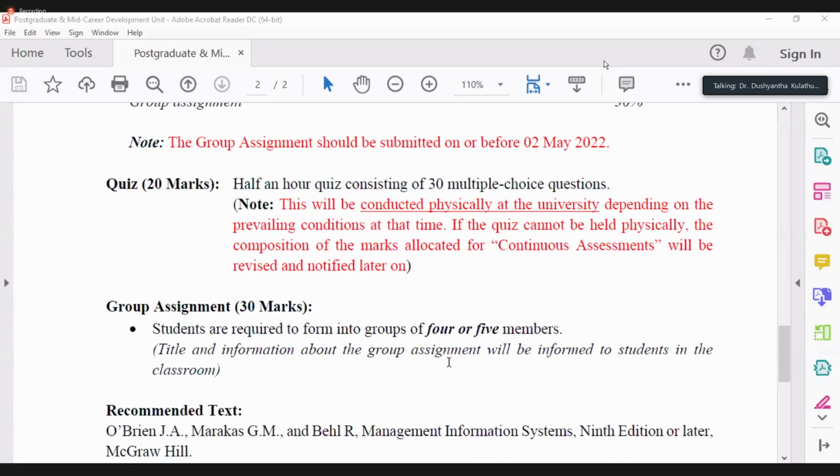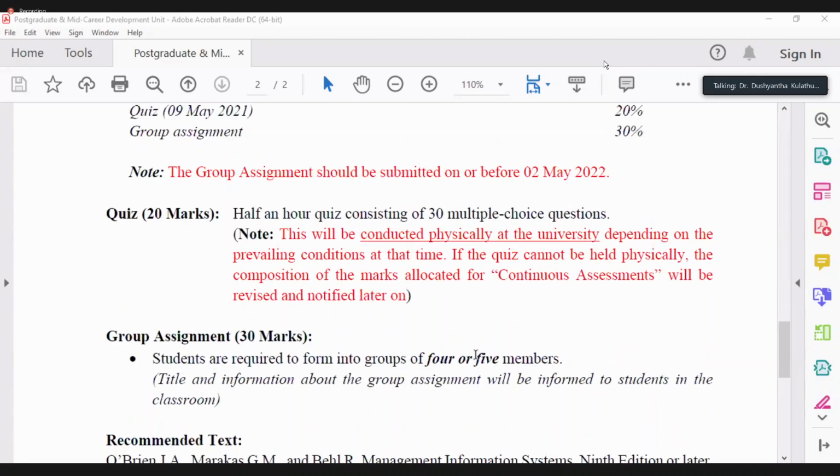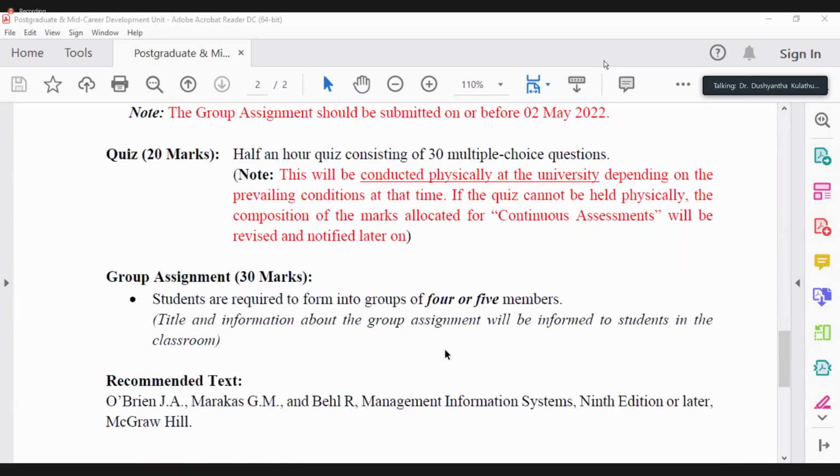Under very, very exceptional circumstances, we may accept such requests, but we are basically focusing on a group assignment. So we will be giving this one maybe in the coming weeks, so that you can start working on the assignment after that.